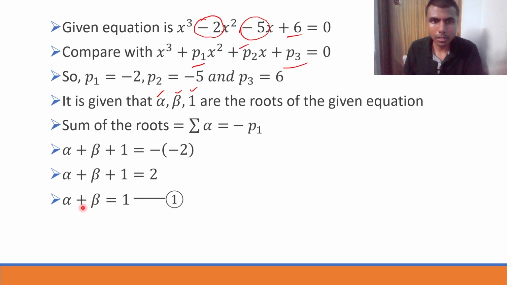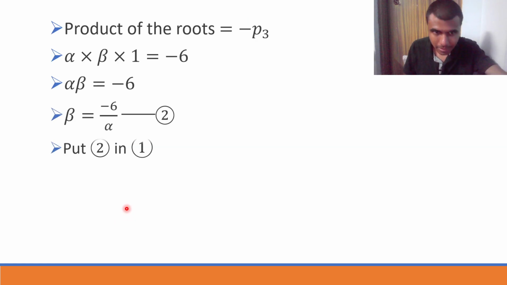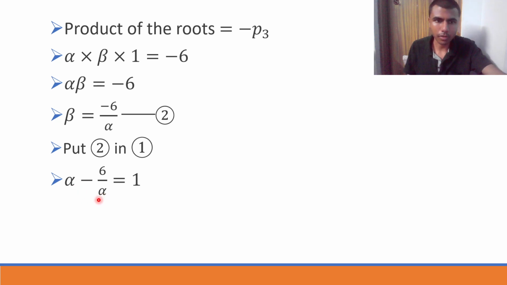That beta I got, minus 6 by alpha. So in place of beta I am going to put minus 6 by alpha. So I am going to get alpha minus 6 by alpha is equal to 1. Now, basic simplification. Now I am going to take the LCM. So here alpha would be the LCM. So alpha into alpha, alpha square minus 6 by alpha.